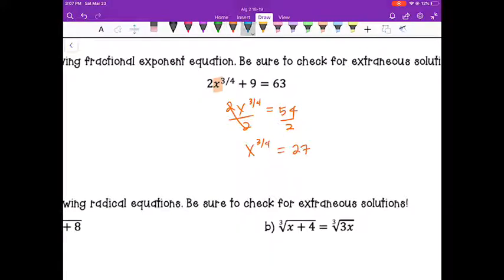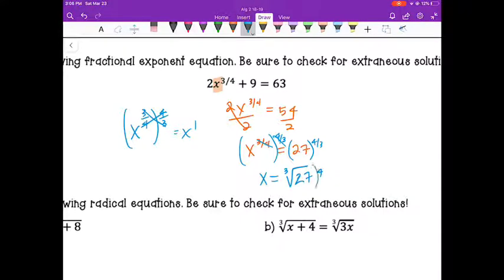Now, in order to get rid of that fractional exponent, if we've got x to the 3/4, I want to take it to the power of 4/3, because remember that when you take a power to another power, you multiply exponents. Well, multiplying 3/4 times 4/3, you just get x to the first, which is what we want. So we take both sides to the 4/3 power. We get x by itself, and then I'm going to rewrite 27 to the 4/3 in cubic root form. So cubed root of 27 all to the 4th power.